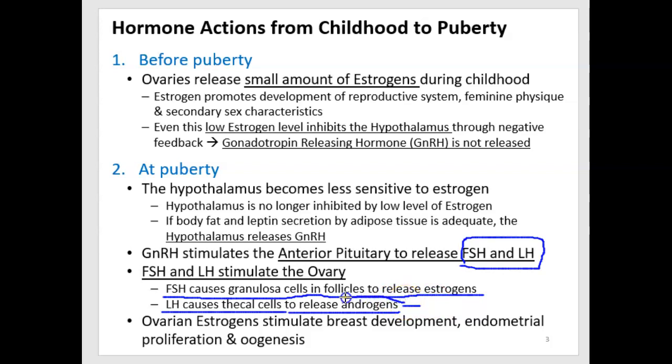Most androgens are going to be converted into estradiol, which is the major estrogen, by those granulosa cells. So ultimately, FSH and LH stimulate production of estrogen in the ovary. These estrogens stimulate breast development, endometrial proliferation, as well as oogenesis. And we'll talk about that more as we proceed.